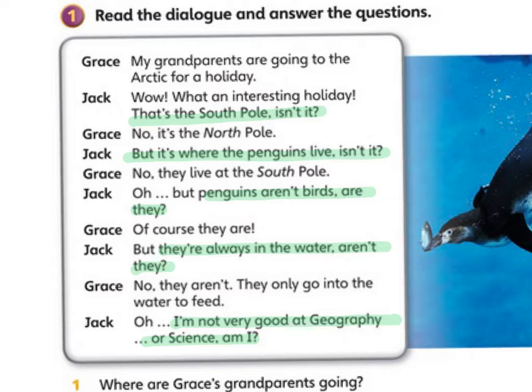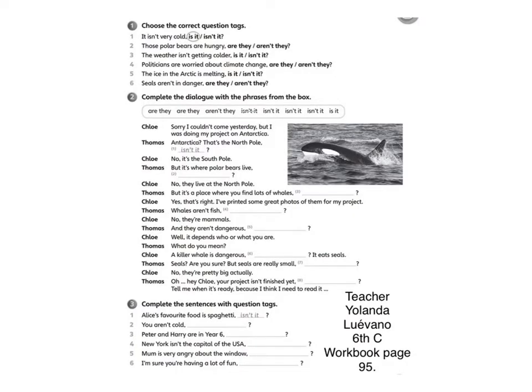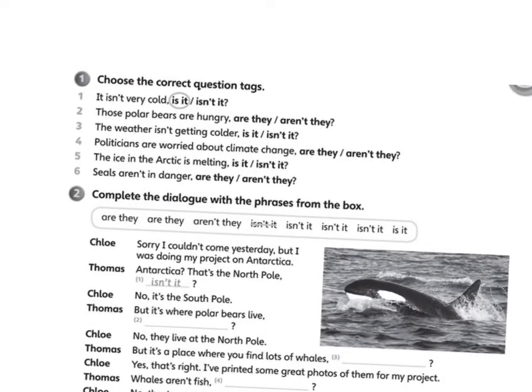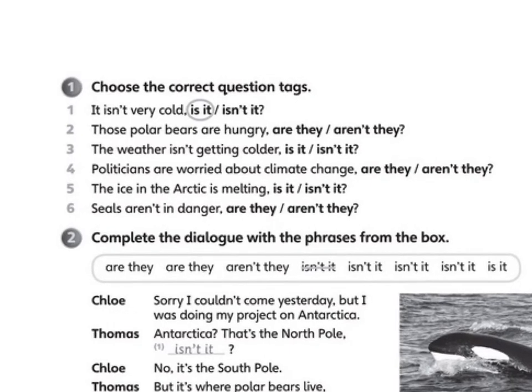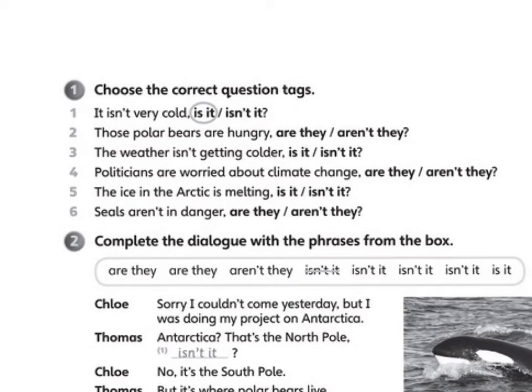Let's continue doing this, but now in the workbook. Open the workbook at page 95. In the first exercise it says, choose the correct question tags. Let's do it together and let's decide which is best. It isn't very cold, is it? Why is it? Because the original one was in negative, so we have to put the other part in affirmative. Remember that we saw it in the video yesterday. So let's choose. Are you ready? Let's do it.